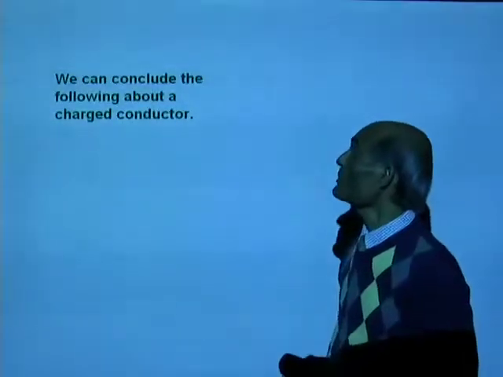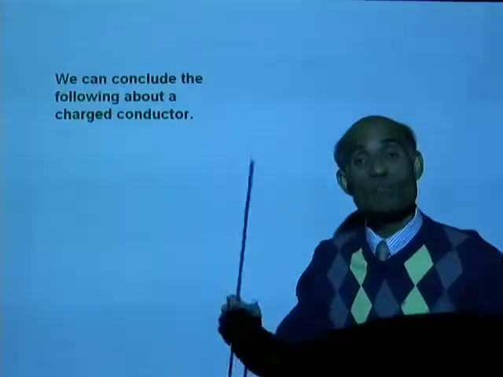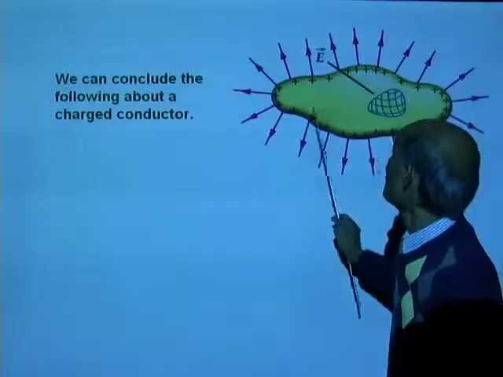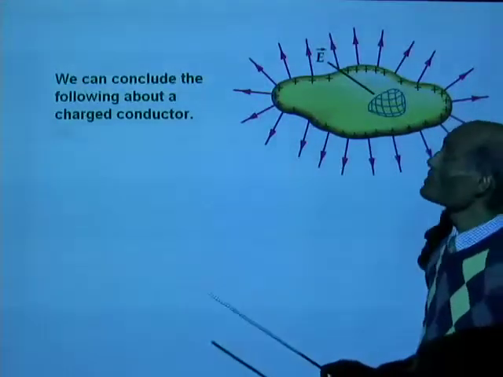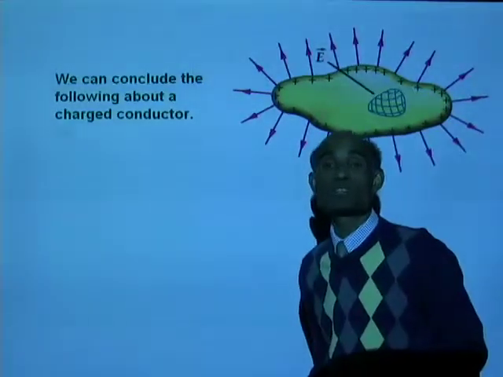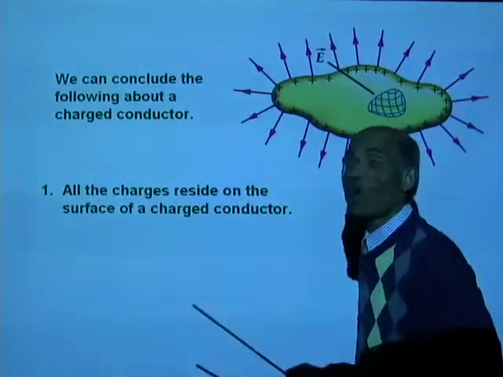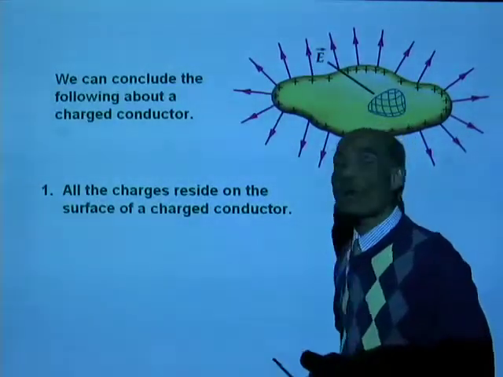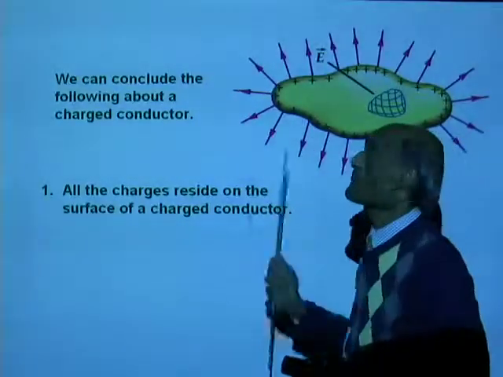So we can conclude the following about a charged conductor. Very important conclusions. Now this is a charged conducting object. What are the conclusions about a charged conducting object? 1. All the charges on a charged conducting object will reside on its surface.